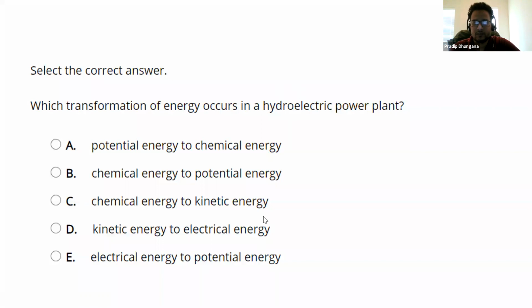Oops, sorry. This is the wrong polling. Let me launch the correct one, the post-test question. Read all those different choices and then answer it.